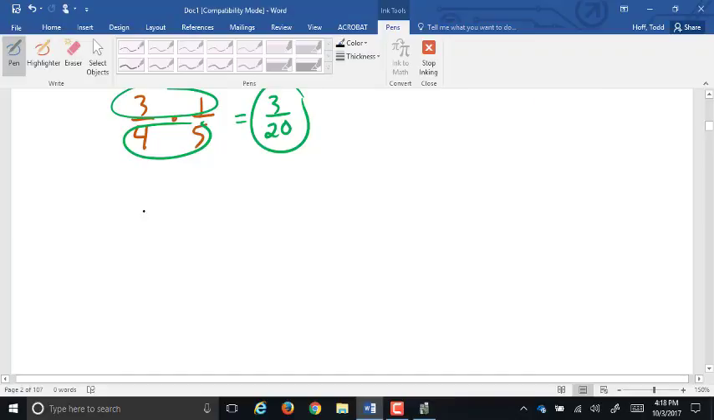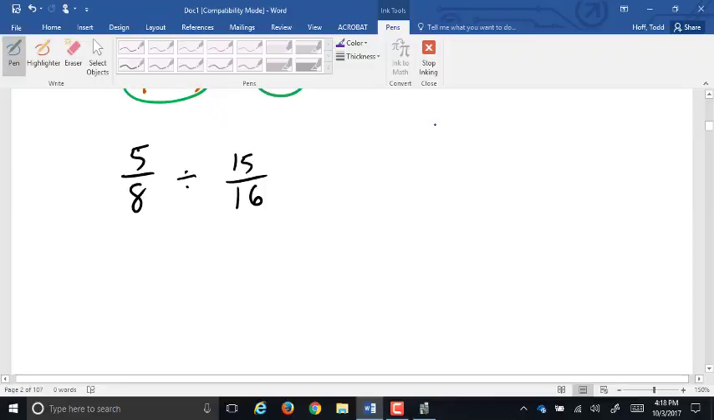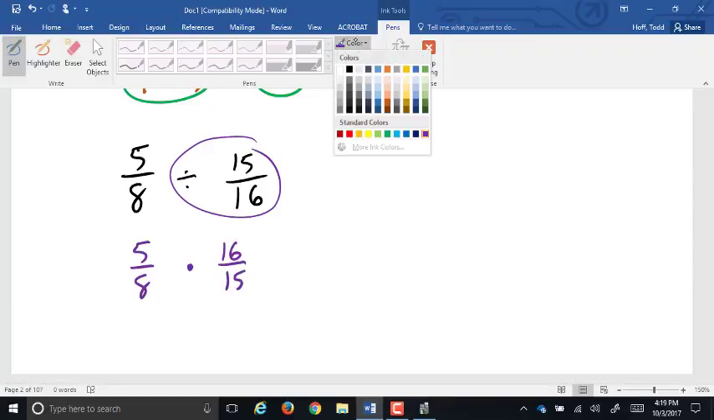What if we have something like this? 5/8 divided by 15/16. Well, the 5/8 doesn't change. The first number never changes. Remember, the operation operates on the number that comes after it. But it is going to become times what? Reciprocal will be 16 over 15.